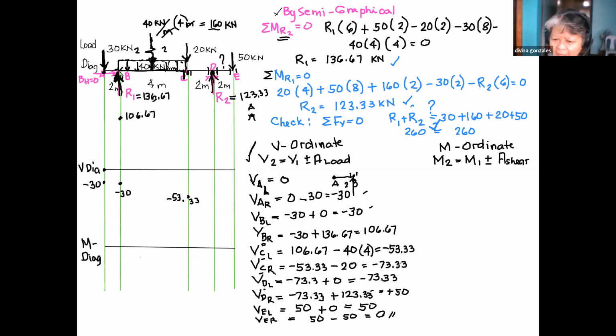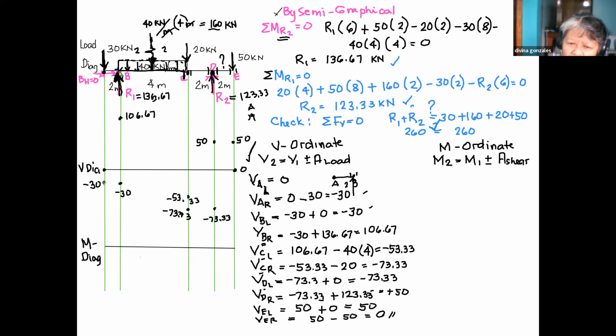Okay, sub C pa rin, that is negative 73.33. Then I go to D at negative 73.33 pa rin. But when I go to D right, it becomes positive 50. And then, sa E, positive 50 din. Then we have 0. Okay, now we try to form the graph.